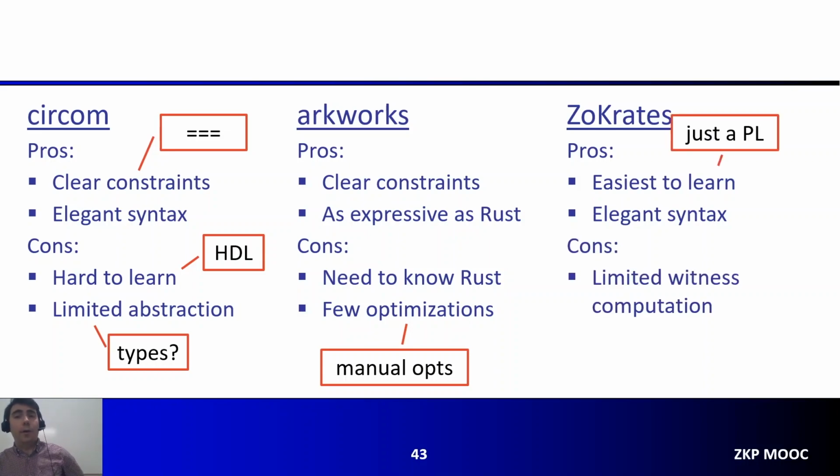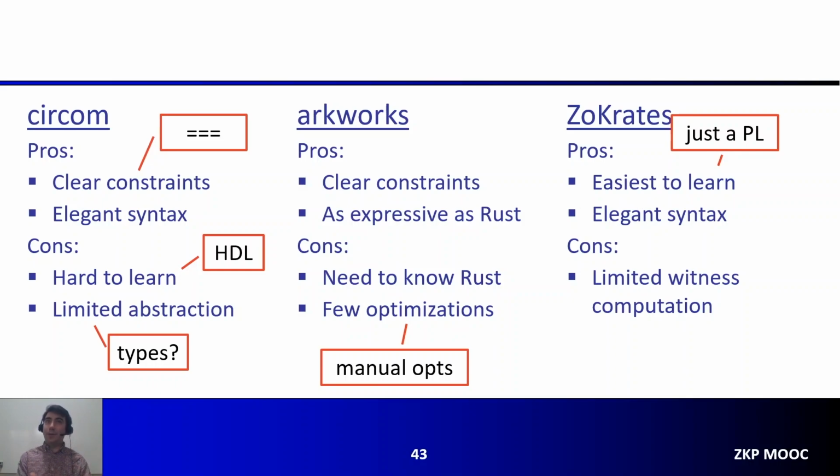The con, though, of using one of these programming languages is that you have to give up some control. And so we saw an example of this with ZoKrates. ZoKrates doesn't allow you to describe explicitly how to compute intermediate witnesses. You just write a program and all the intermediate witnesses are automatically generated.